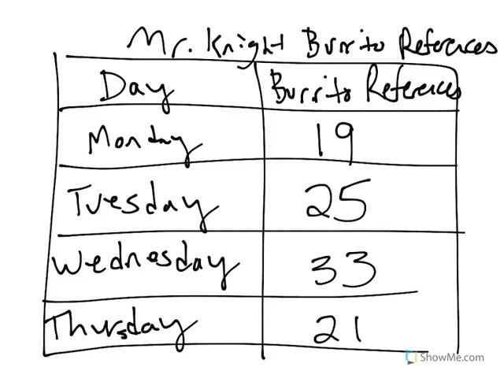And the one last thing that I forgot to tell you is that at the top of each of our bar graphs we need to have a title. And in this one, your title is going to be the same thing as my information title. It's going to be Mr. Knight's burrito references. So I want you to take this information and create a bar graph out of it.